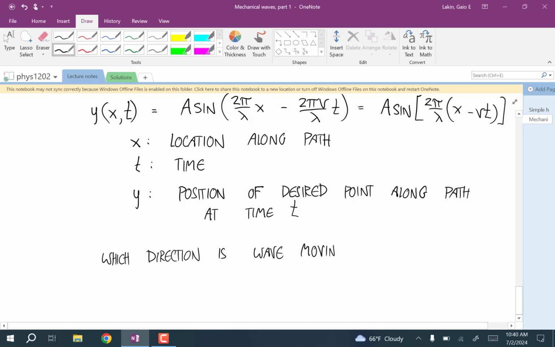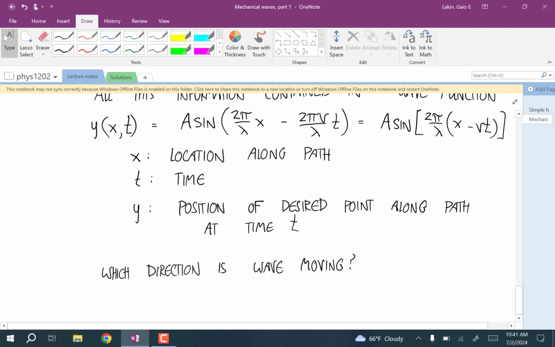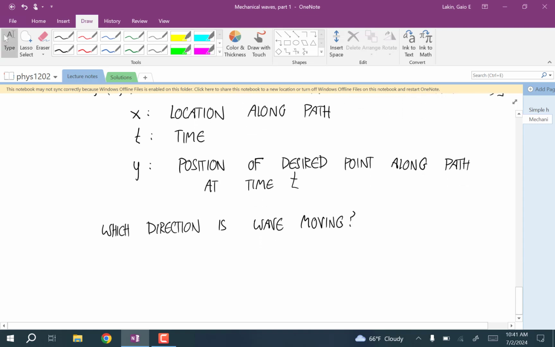And in order to make sense out of this, think of giving the time some small positive value, and think about what has to happen to the x for all the stuff in parentheses to stay the same. That's going to tell you the direction that this wave is moving.